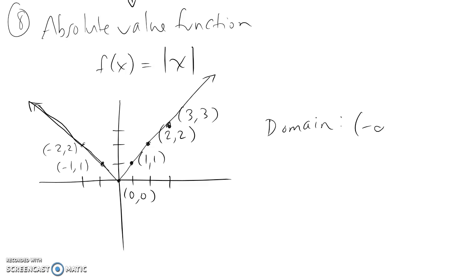The domain here is negative infinity to infinity, because we can take the absolute value of any number, and the range is 0 to infinity, because when we take the absolute value, the lowest value we can get is a 0. Okay, again, like I said, these are very important in calculus. Next time we will be looking at transformations of some of these functions. That's why you need to know them.